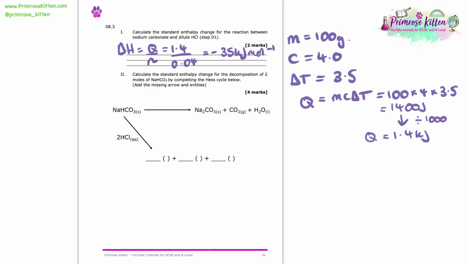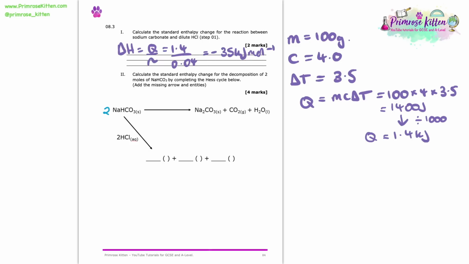Okay, so next up, we're asked to calculate the standard enthalpy change for the decomposition of 2 moles of sodium hydrogen carbonate by completing the Hess cycle below. So first things first, let's just balance this reaction. Here I can see that I'm going to need 2 of the sodium hydrogen carbonate to make the sodium carbonate, CO2 and water. So that's all looking balanced now.